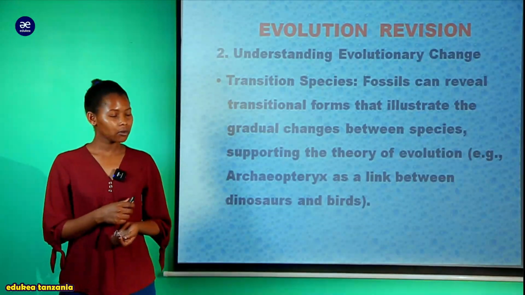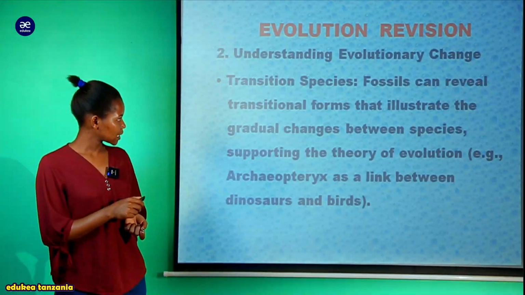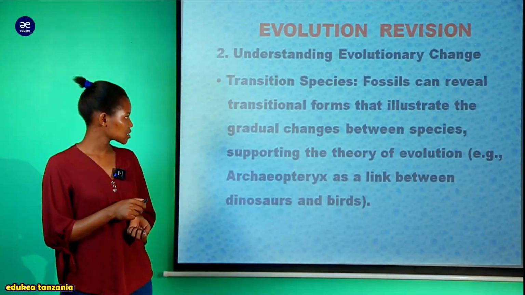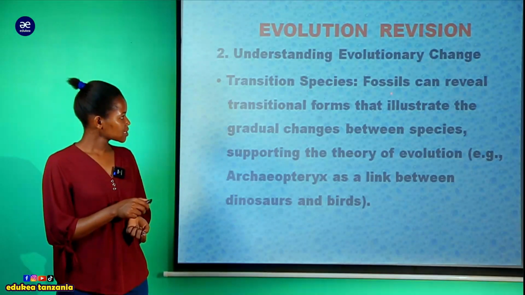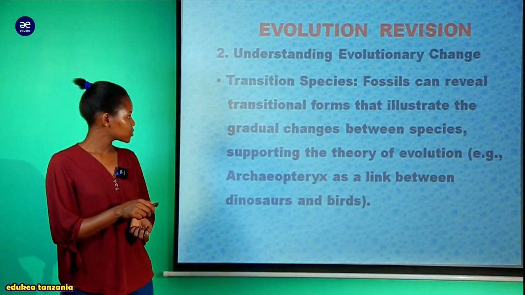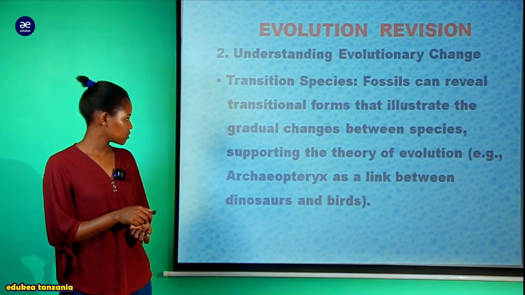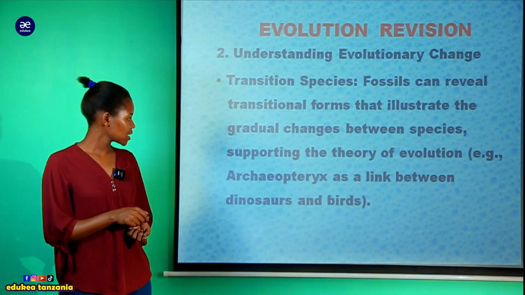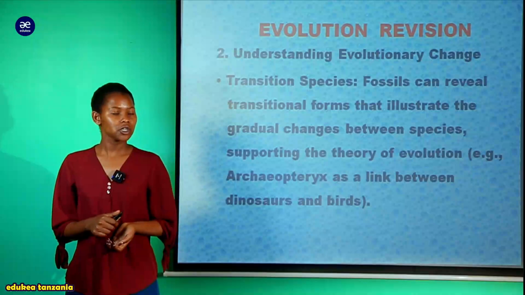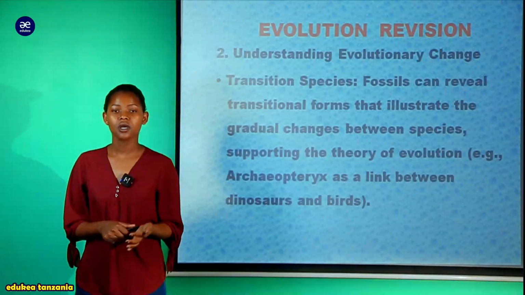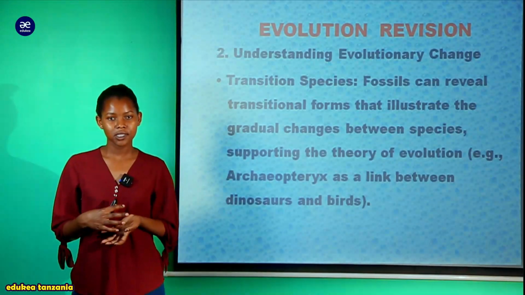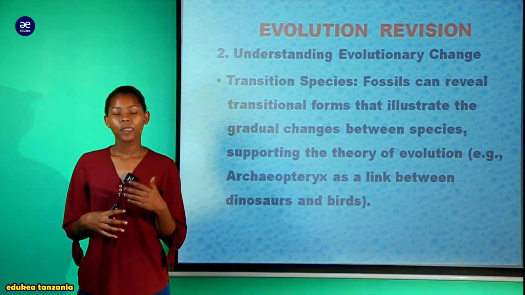And then now, tunaenda kuangalia the second reason, which is understanding evolutionary change. On understanding evolutionary change, you can see transition species. Fossils can reveal transitional forms that illustrate the gradual changes between species, supporting the theory of evolution. Example, Archaeopteryx as a link between dinosaurs and birds. When we talk about a transition species, we mean the species existing between two distinct species, the ancient one and the present one.